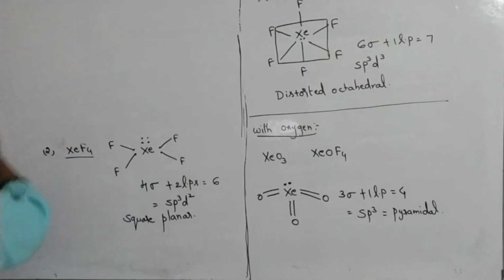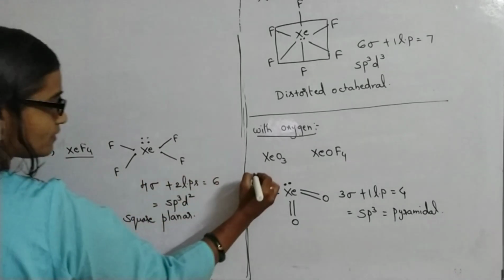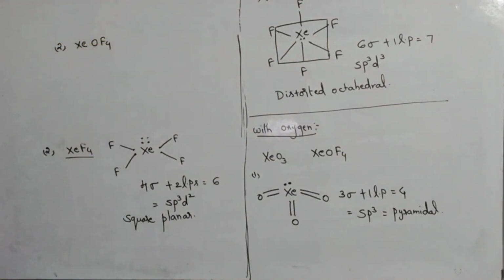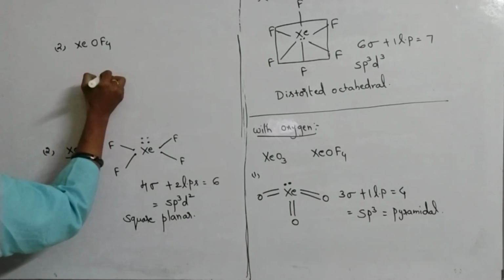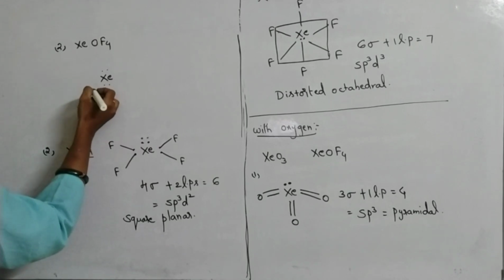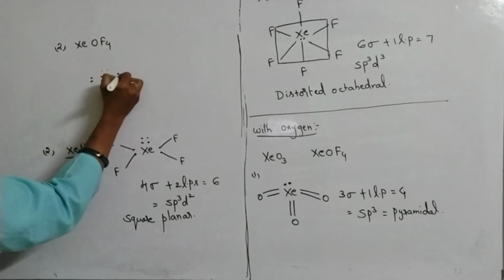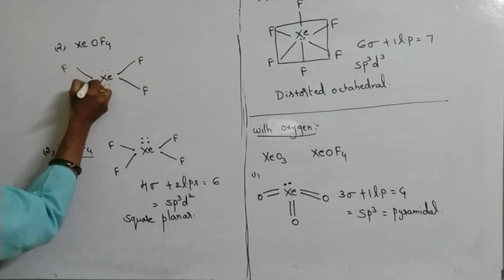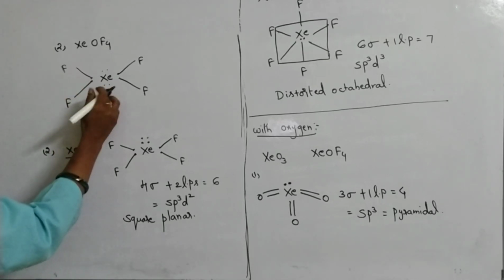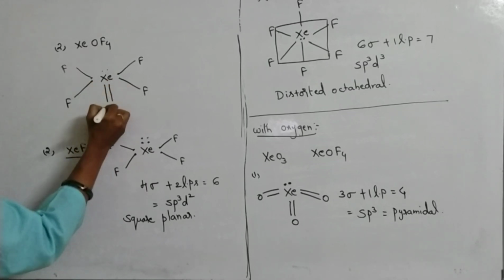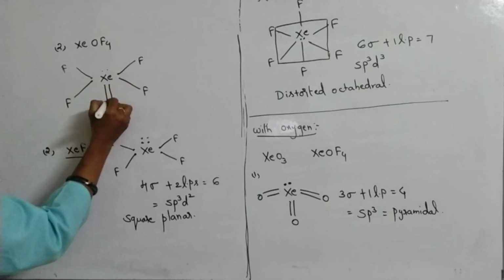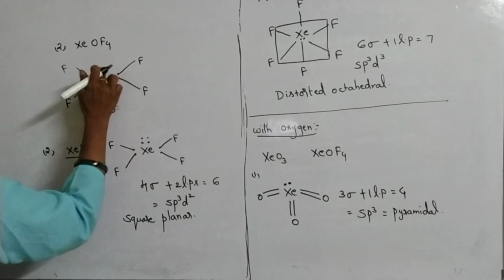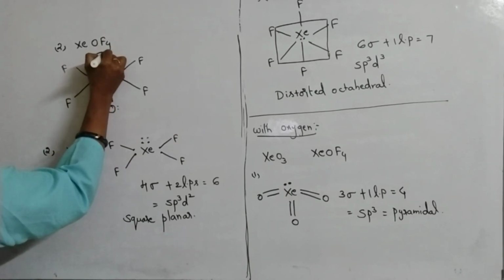Okay, and XeOF4. This is the first compound which I have drawn here, and the second compound is XeOF4, xenon oxytetrafluoride. Xenon is having 8 valence electrons. With 4 fluorines, it forms 4 bonds, like this. With 1 oxygen, it forms a double bond. Now 1 lone pair of electrons is left over.